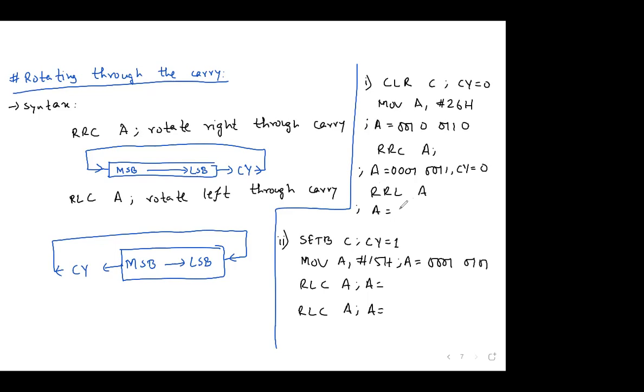51. Yes, sir. This one, last one. Sir, RL. Sorry, RRC, not L. RRC. Cannot be RRL. Yeah, RRC. Okay, sir. And sir, 0, 0, 0, 0, then 1001. And what will be the value of the carry?